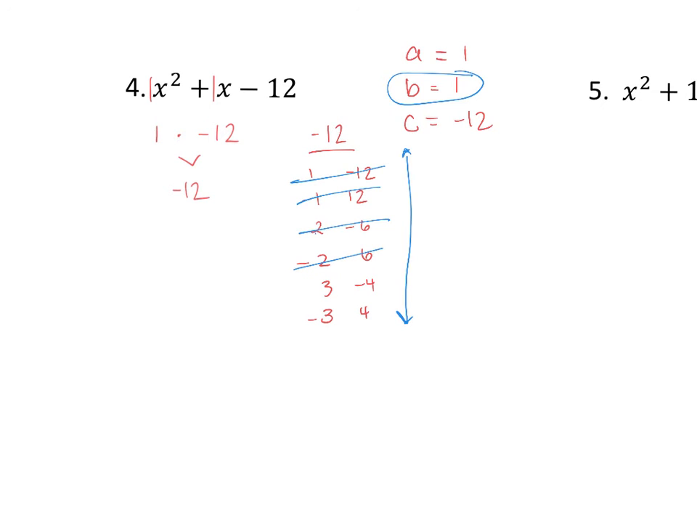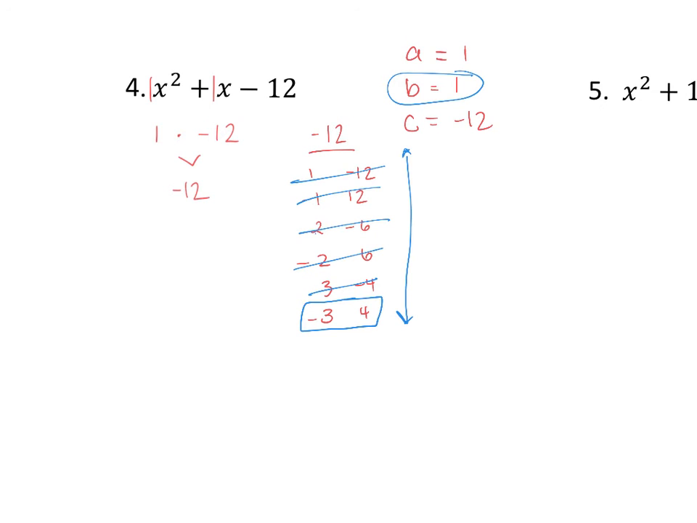3 plus negative 4 is a negative 1, not 1, so I cross it out. And then negative 3 plus 4 is finally 1, so this is the factor pair that we are choosing. Because negative 3 plus 4 adds up to get me B.